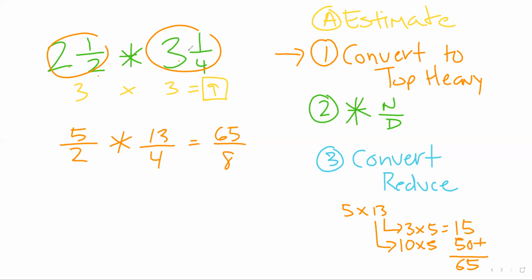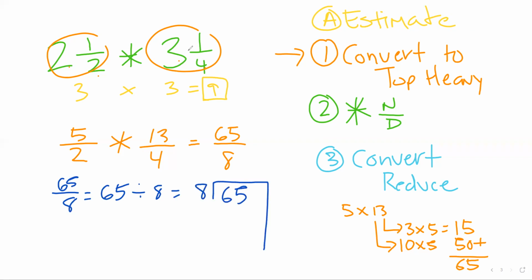So I have 65/8. Okay, now I need to go ahead and convert or reduce, which in this case, I definitely have to reduce. This is top heavy. So 65/8 is the same thing as 65 being divided by 8, which is the same thing as a big partial quotient that looks like this. 8 times 8 is 64. That's a math fact I had right away in my head. So I have 1 left over.